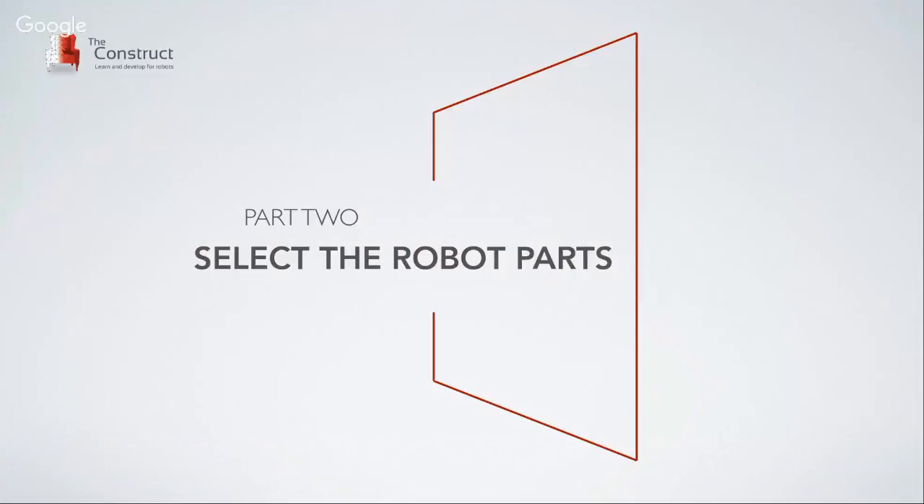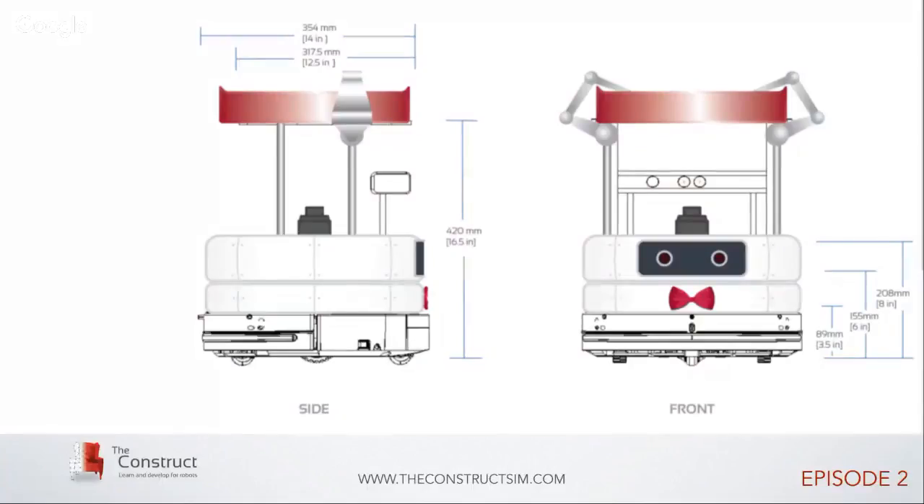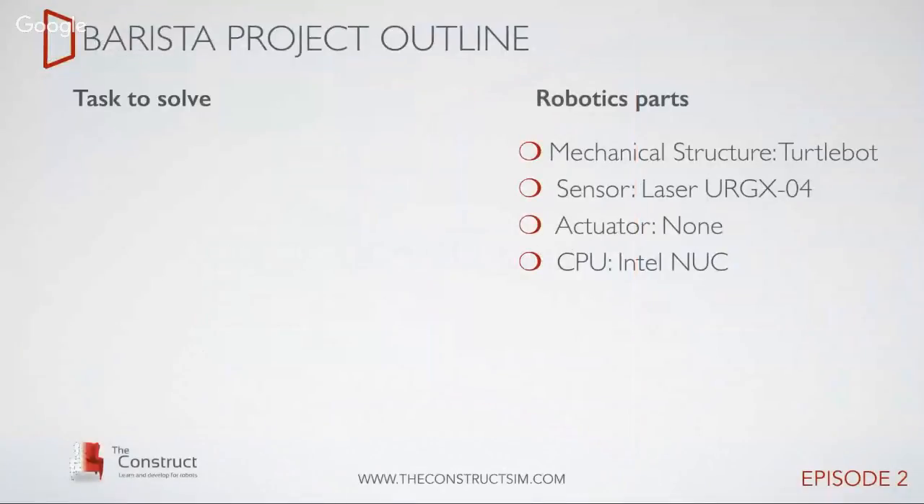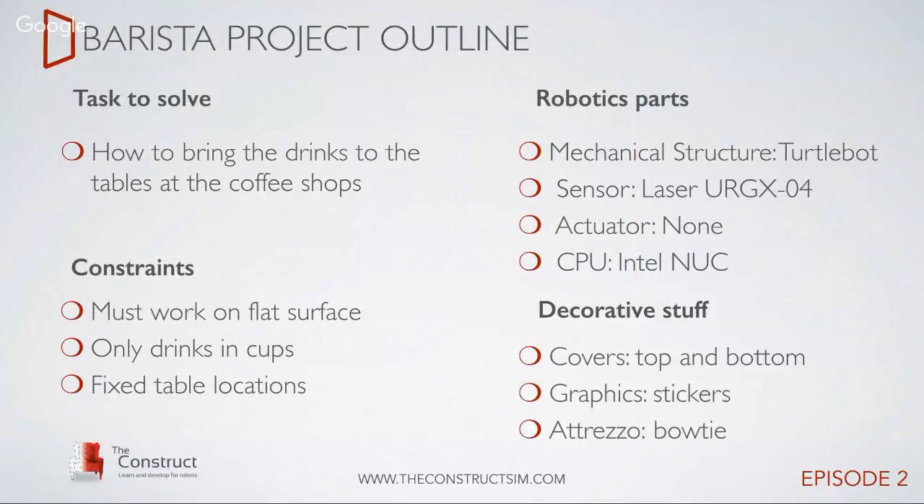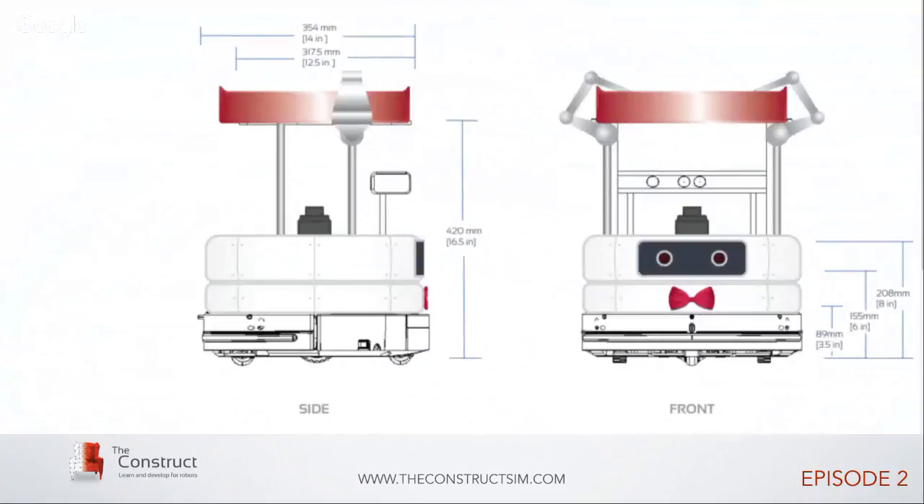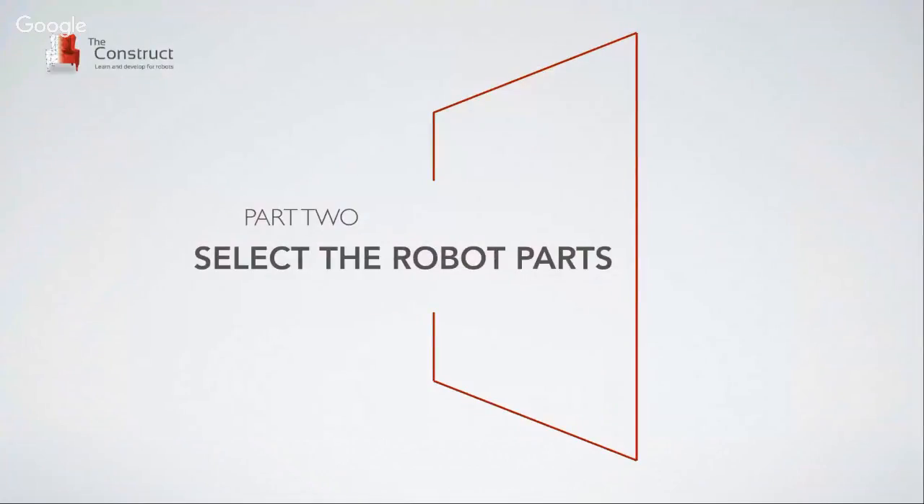Great. So here I have shown you the Barista project outline. Now, creating this project outline was the homework for you last week. So I hope that you have already done it. I am giving a thumbs up to Biorel and also to Abhijit for having done it and sent it to me for review. Based on this, we are going to move into actually selecting the robot parts.